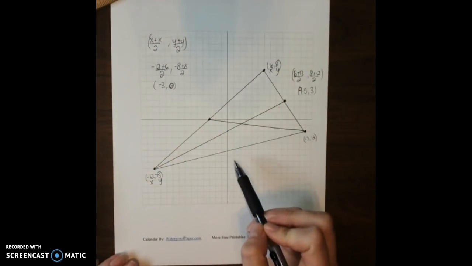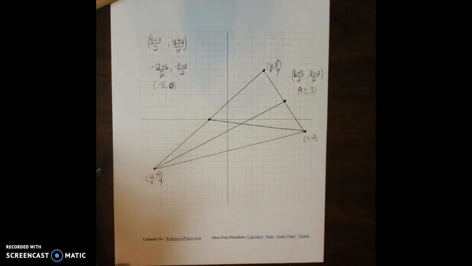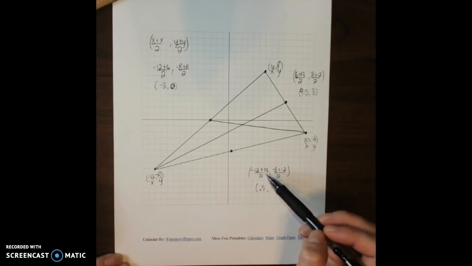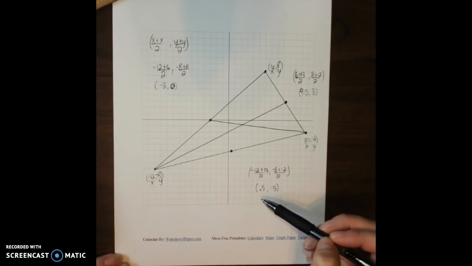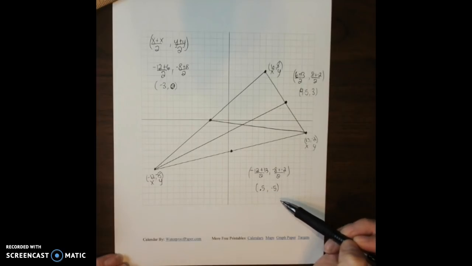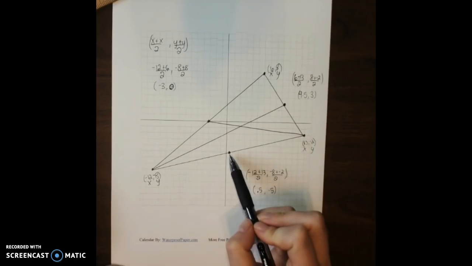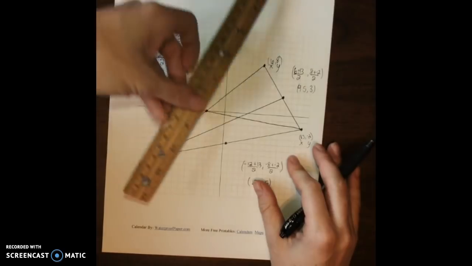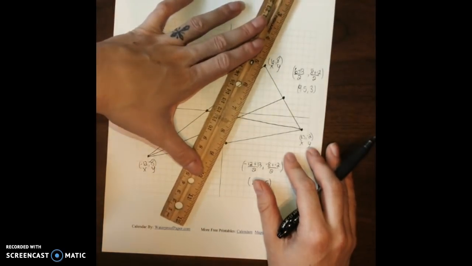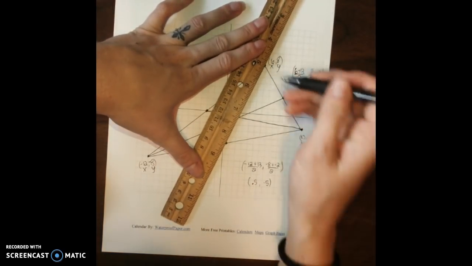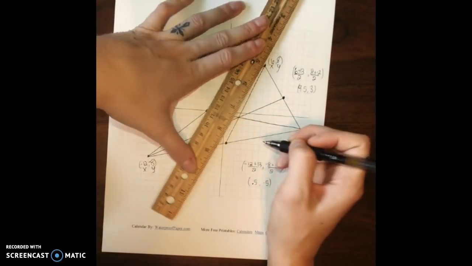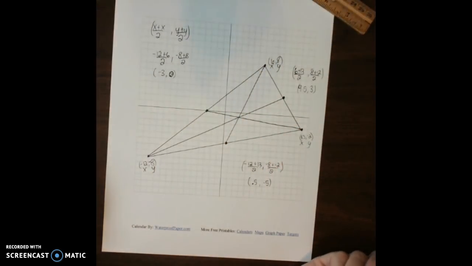All right, and then I'm going to find the midpoint of this last side. All right, so I just did x plus x divided by 2 and y plus y divided by 2, and I got 1/2, negative 5. So there is the midpoint of this line, geez. And then to draw the median, I'm just going to connect the midpoint with the opposite vertex.